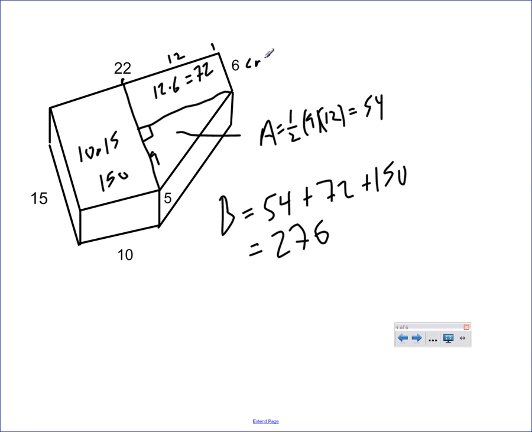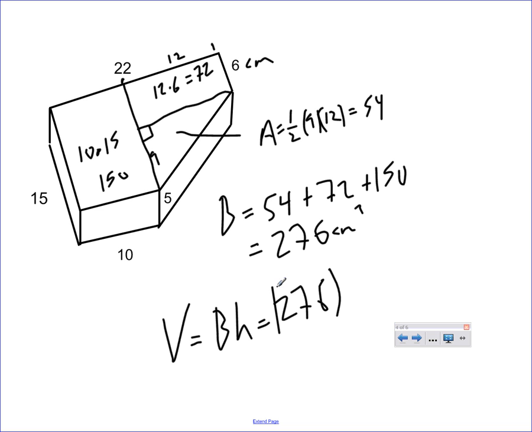Let's call everything centimeters. So square centimeters is area. If I want to do the volume, volume is the area of the base times the thickness or the height or whatever you want to call it. In this case, 276 is the area of the base. And then my height, the thickness of the object, is 5. So I just got to figure out what 276 times 5 is. Let's go up here. No need to break out a calculator for this.